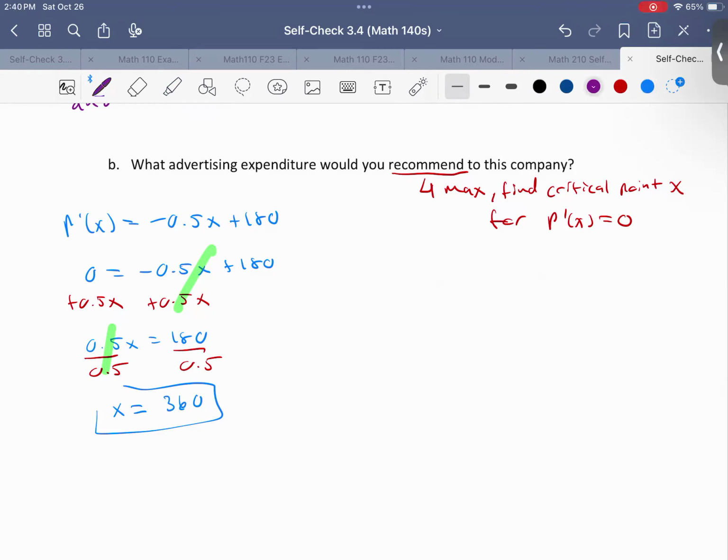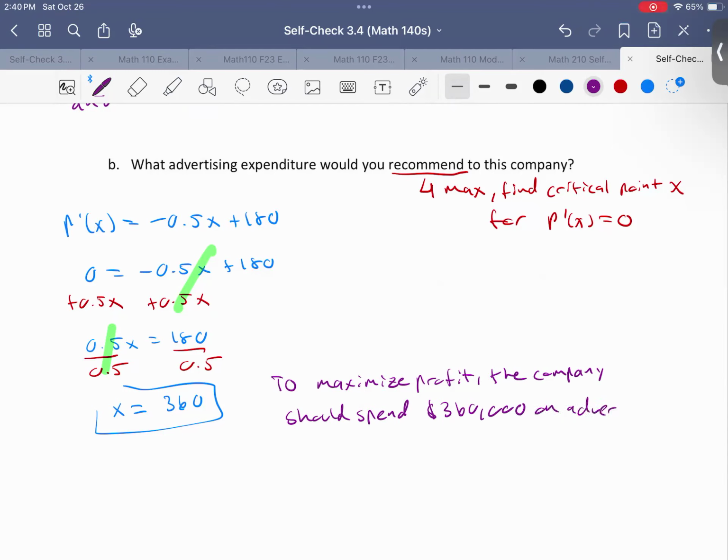So let's write that in words. To maximize profit, the company should spend $360,000 on advertising. I found this critical value. And this critical value is the max that I should spend to make profit on advertising.